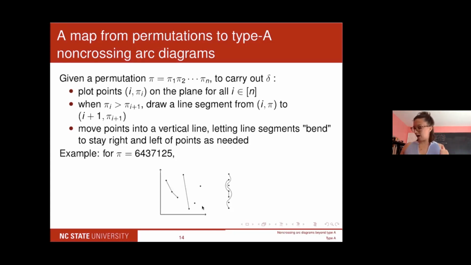So if we have this example of pi being 6, 4, 3, 7, 1, 2, 5, we'll plot (1,6), (2,4), (3,3), (4,7), (5,1), (6,2), and (7,5). So we've done all those points. And then once we've plotted them, 6 is greater than 4, we'll draw a line segment between them. 4 is greater than 3, line segment. 3 is less than 7, no line segment. 7 is greater than 1. And then 1 is less than 2, 2 is less than 5. So we've drawn all our lines, and then we imagine just squishing everything into one vertical line. And this is the non-crossing arc diagram we will get from that process.